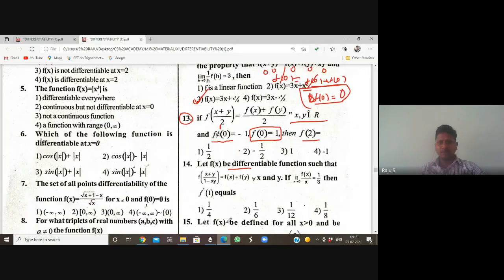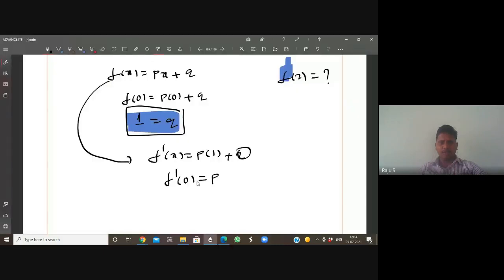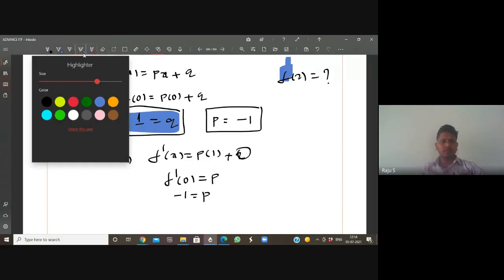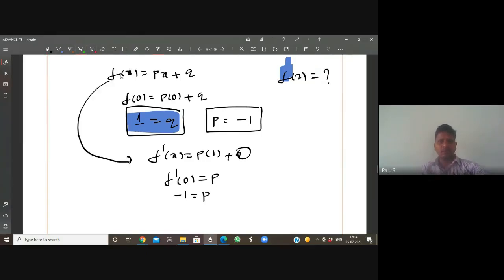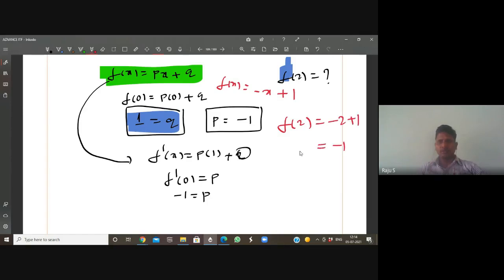What is the f dash of 0 value? When I consider it as minus 1, so minus 1 is equal to p. So finally, p value is minus 1. These both values substitute here. When I substitute p and q here, f of x becomes minus x plus 1. What is f of 2 then? Substitute 2 in place of x: minus 2 plus 1, which is equal to minus 1. So f of 2 value is minus 1.